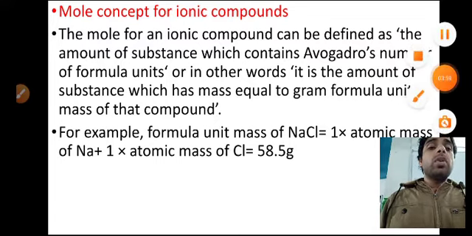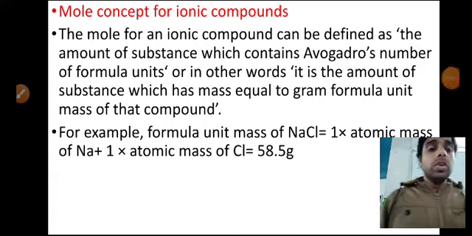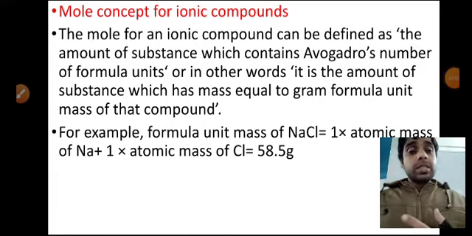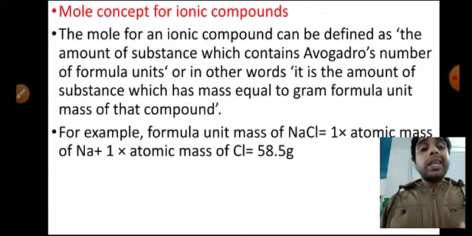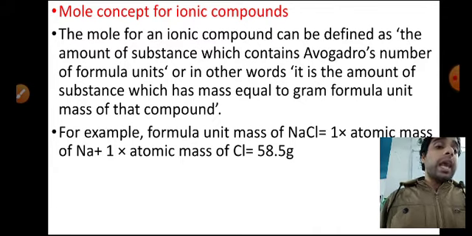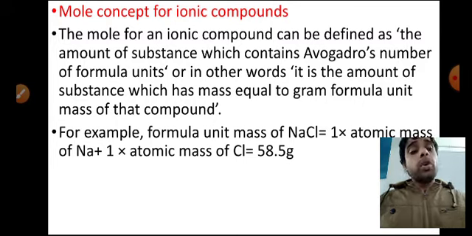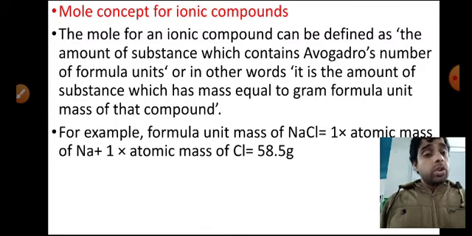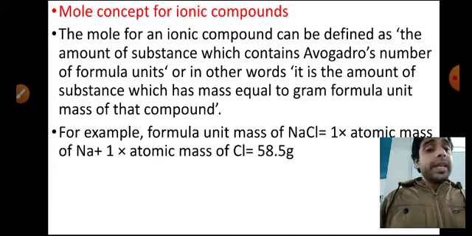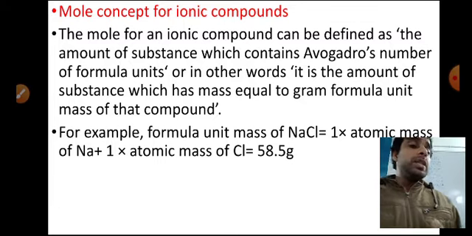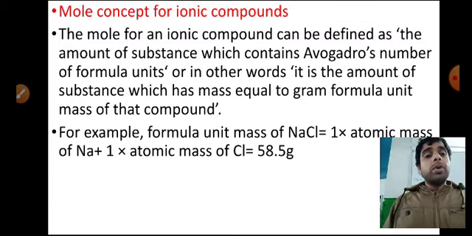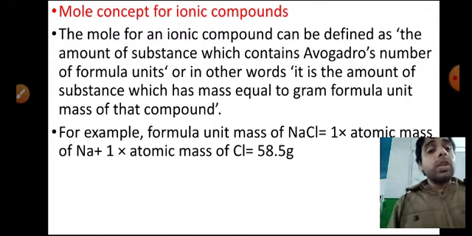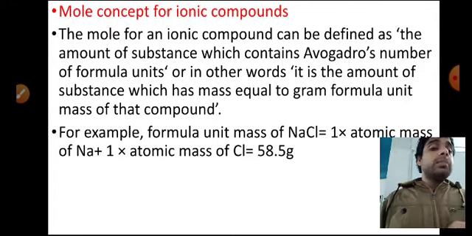How can you calculate the mole concepts for an ionic compound? First of all, you should know that ionic compounds are compounds which contain cations and anions. A cation is positively charged, electropositive, and an anion is electronegative. If you have this kind of combination, cations and anions, then you can also find the mole of these ionic compounds.